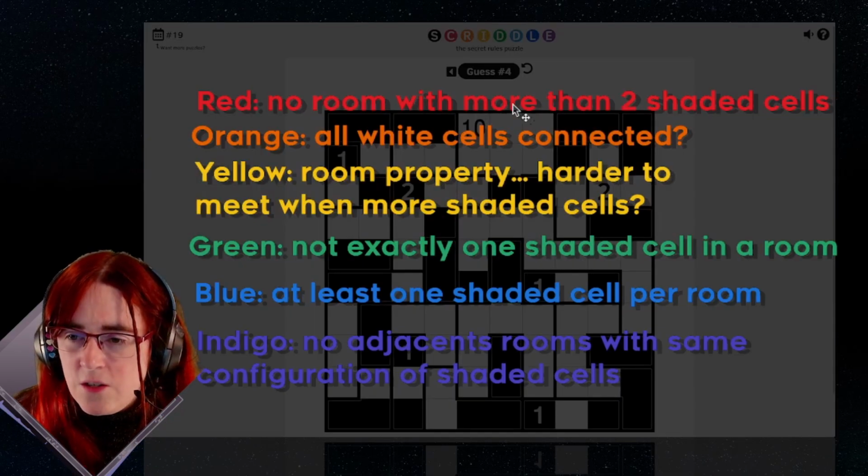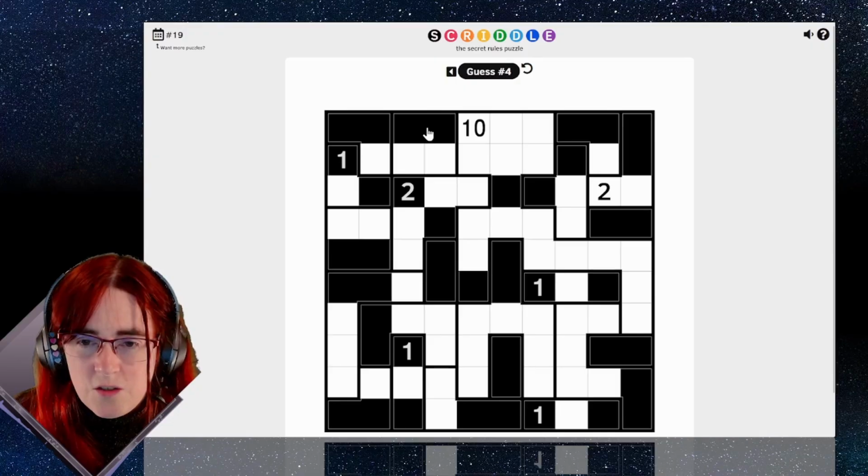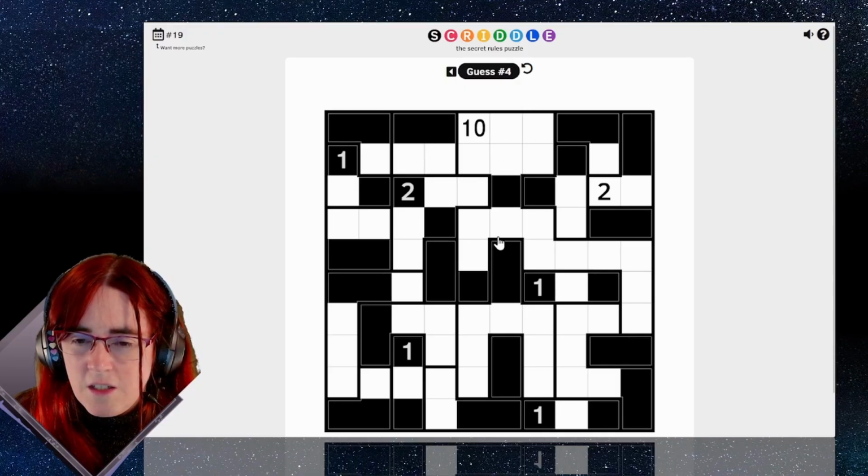So we think the rules are red, no room with more than 2. Sure, right. So we think every room should have exactly 2 shaded cells. This room is fine. This room is fine. This room is fine. Here and here. This room is fine. This room is these 2. This room is these 2. And over here, this room is these 2.